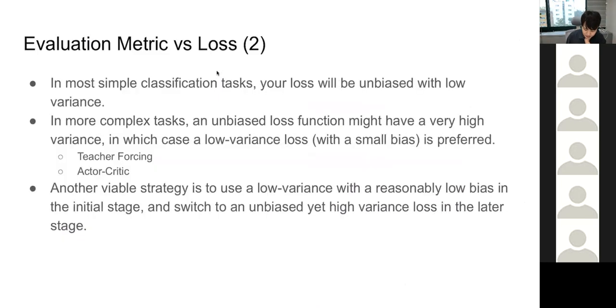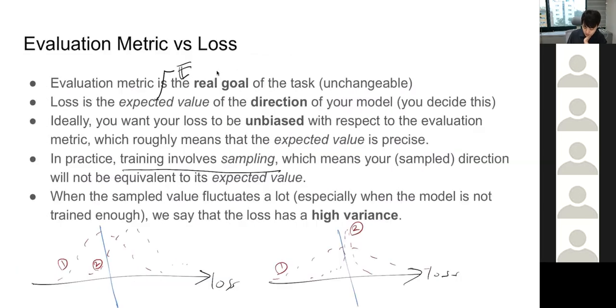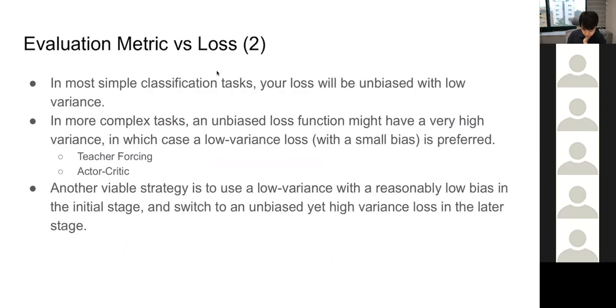But in many other, more complex tasks, an unbiased loss function might have very high variance, in which case a low variance loss with a small bias, which is the right diagram you just saw here, is preferred. We'll see this when we're talking about decoding, text generation. Teacher forcing is not an unbiased estimator, but it's very effective. Actor critic in reinforcement learning versus policy gradient is one other example.